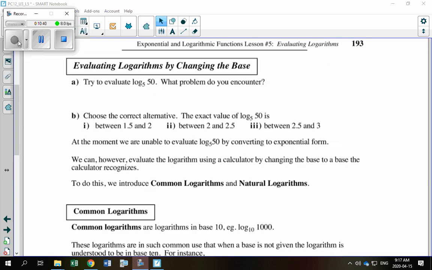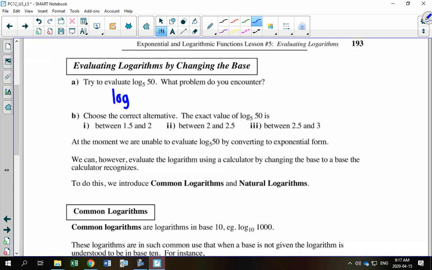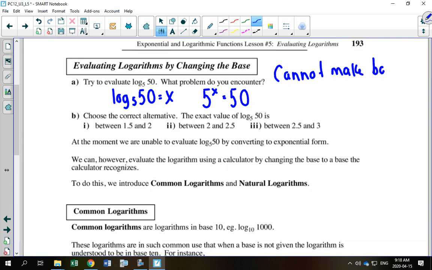Okay, let's keep going here. On page 193, so try to evaluate log 5 of 50. What problem do we encounter? So we would go log 5 of 50 equal to x, and then exponential form, 5 to the power of x is equal to 50. And the problem that we encounter is we're not able to make the bases the same to solve.